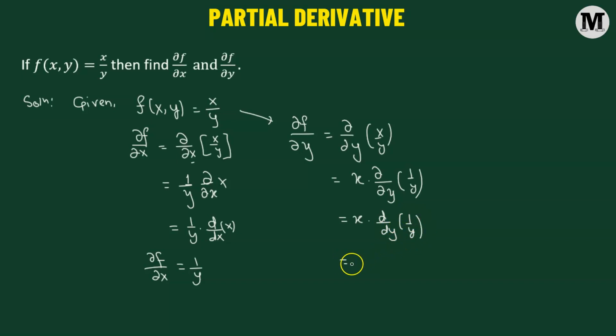Now that's a very straightforward derivative. That's negative 1 over y squared. You can use the power rule to verify this. So we have the partial of f with respect to y, that comes out to be negative x over y squared.